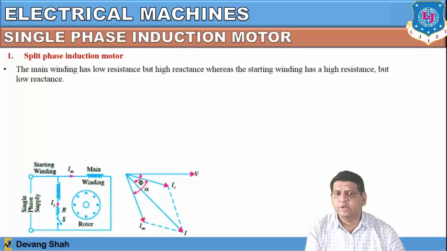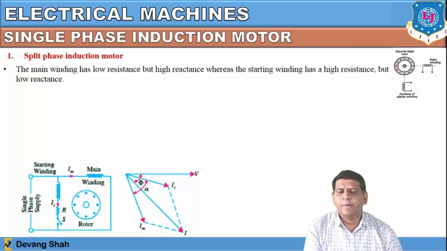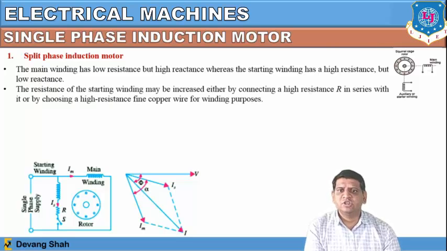The magnitude of the resultant current vector comes with the resultant angle of phi. Here the main winding has low resistance but high reactance, whereas the starting winding has high resistance but low reactance. So you can see there is a rotor where the two windings are connected in parallel with each other. The resistance of the starting winding may be increased either by connecting a high resistance R in series with it, or by choosing high resistance fine copper wire for the winding.